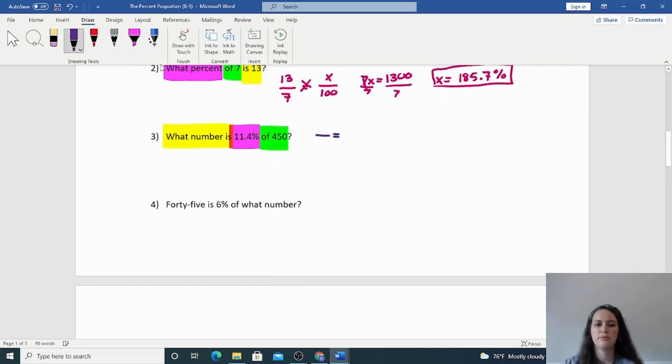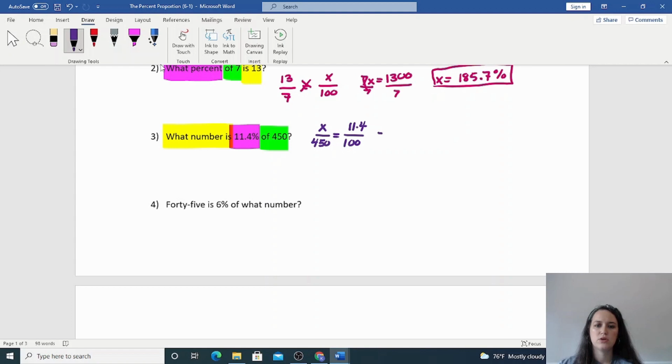All right, here's my proportion. Always over 100 on that second. Let's see, so what number is? So is goes on top. So that's x, that's my unknown. I don't know what it is. I'm trying to figure it out. 11.4%, 11.4. I'm not going to write the percent in the problem because it's already over 100, I'm good. And then of 450, of goes on the bottom.